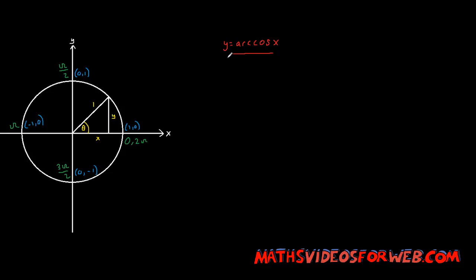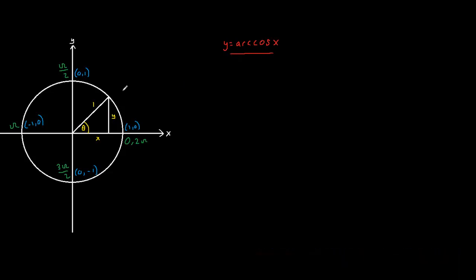Hi, in this video I'm going to show you how to create an arccos x graph. Now, you should already be familiar with this trigonometric graph right here. And you should know that cos 0 is 1, cos pi over 2 is 0, and cos pi equals minus 1.